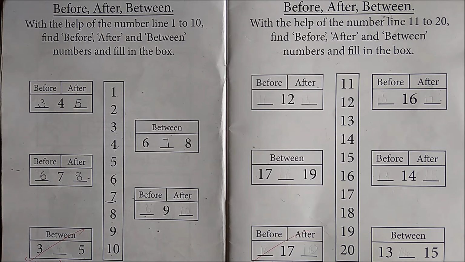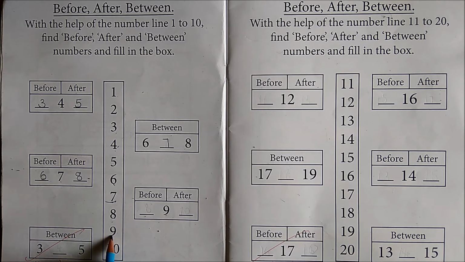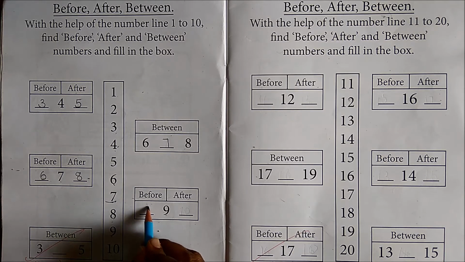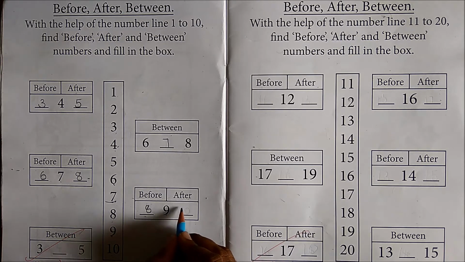Now another before and after sum. So which number is this? 9. So keep your pencil near number 9. Which is the number which is before 9? 8. So 8. Which is the number which is after 9? 10. So let's put a 10 here.